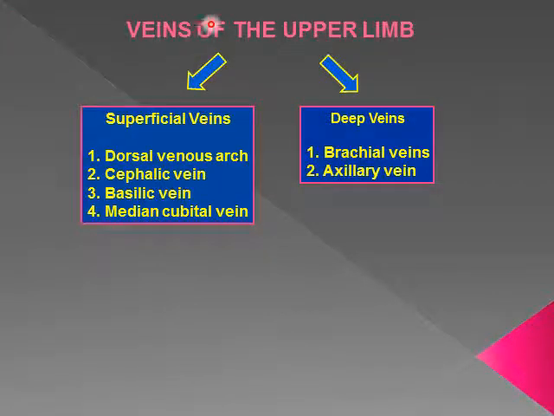Now we'll discuss the veins of the upper limb. The venous drainage of the upper limb, like the lower limb, can be divided into superficial veins and deep veins. The superficial group of veins includes the dorsal venous arch, cephalic vein, basilic vein, and median cubital vein, while the deep veins include brachial veins and the axillary vein.